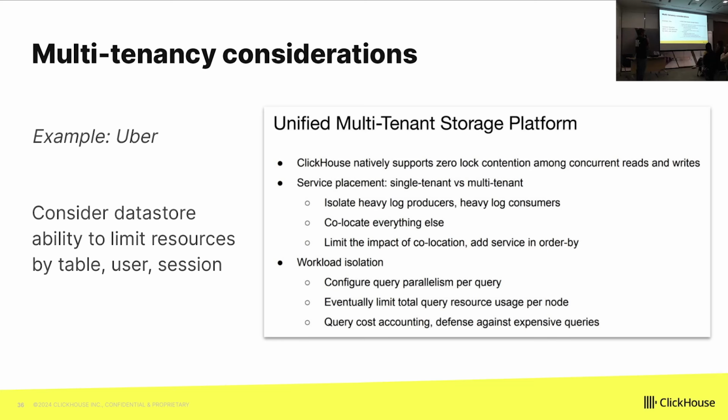Another very important point is multi-tenancy. Uber mentioned in their blog that they use some of the ClickHouse multi-tenancy aspects. They configured query parallelism, and they put rate limits, accounting, and workload isolation. So it's very important that you limit who can run how many queries and how much CPU they can take.